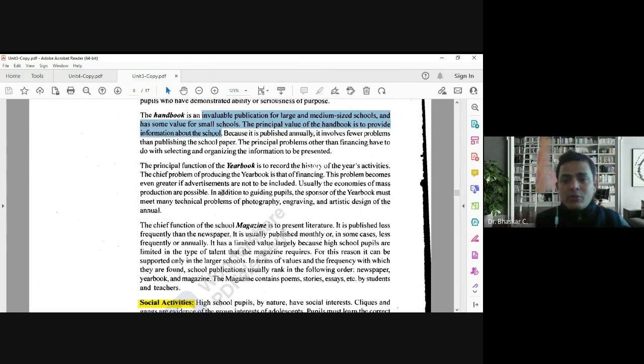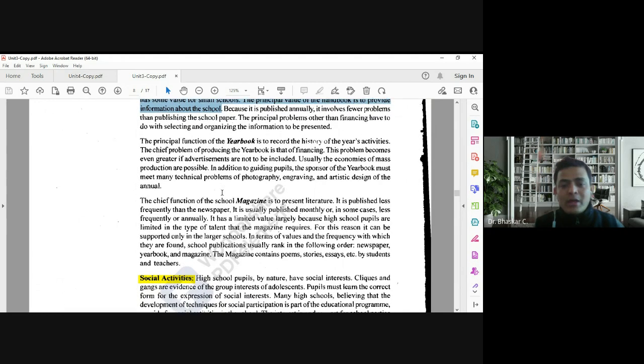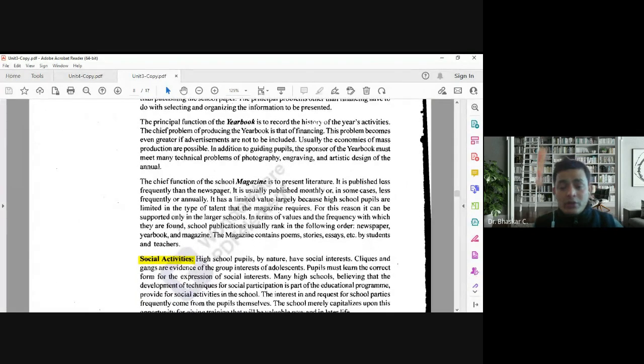So the handbook is very important. Basically, it talks about the school. That is why it is known as the handbook. Similarly, there is a yearbook. Yearbook is basically for recording the history of the one-year activity.